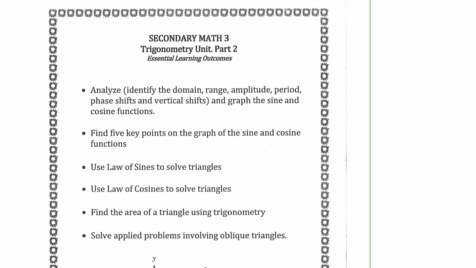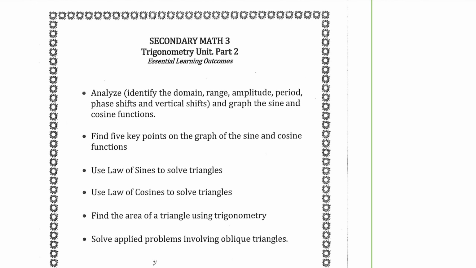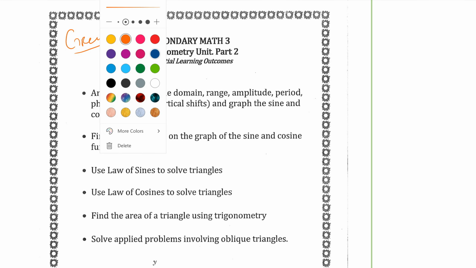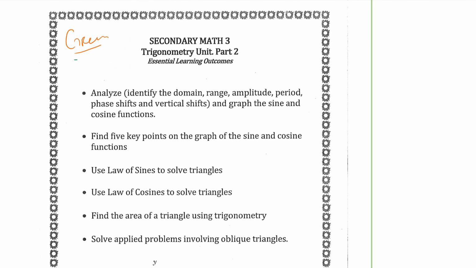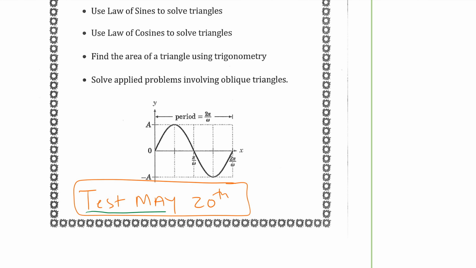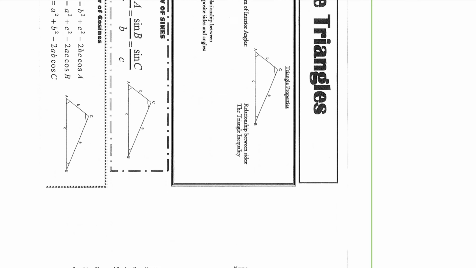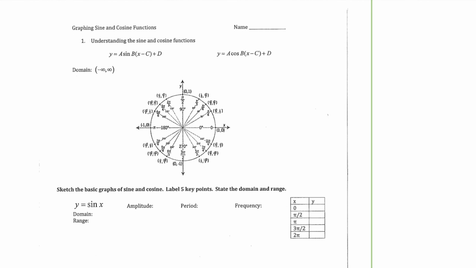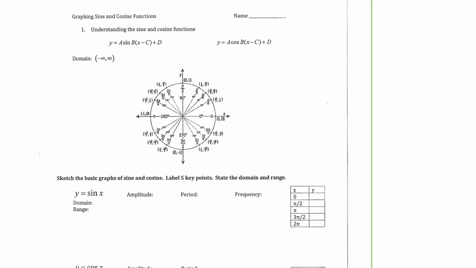First of all, everybody needs to get a new note packet. These are green. So look for a green note packet that the substitute will give to you. And then at the bottom of this, if you want to write down your test is on May 20th. That's your next piece of information. Go ahead and skip past this page and go to page 3. And that's where we will start out today.